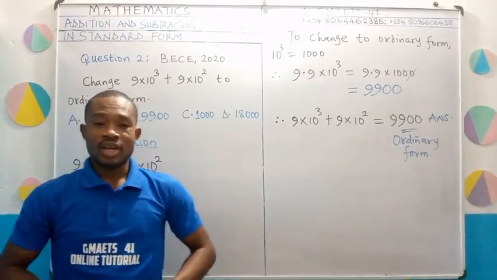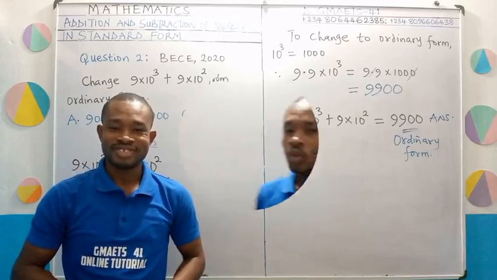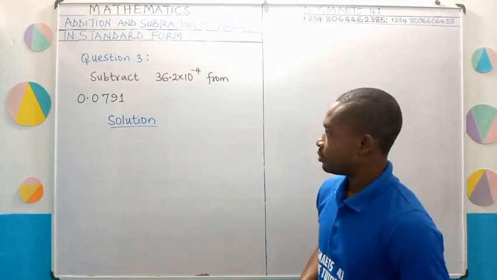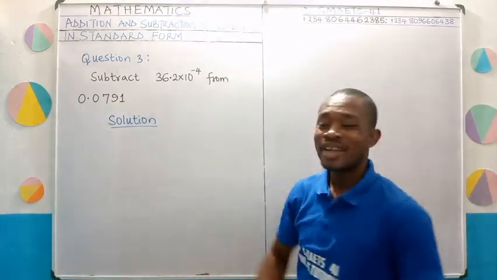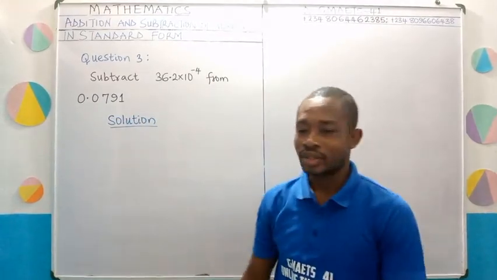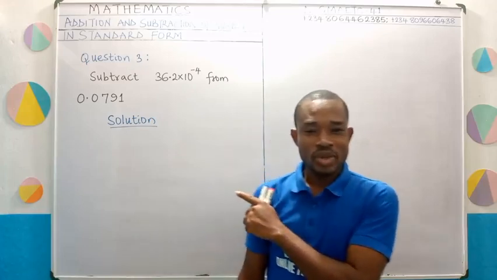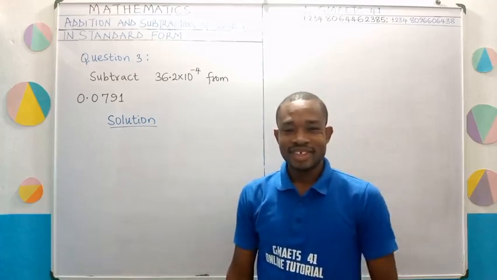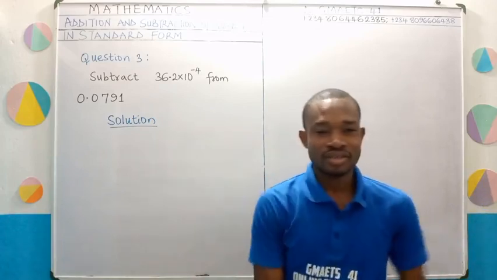Let us move on to our next question, which is going to be based on subtraction. Question number 3 reads, subtract 36.2 times 10 raised to the power minus 4 from 0.0791. Are you worried about this question? It's a simple one, okay? Don't be scared of it.